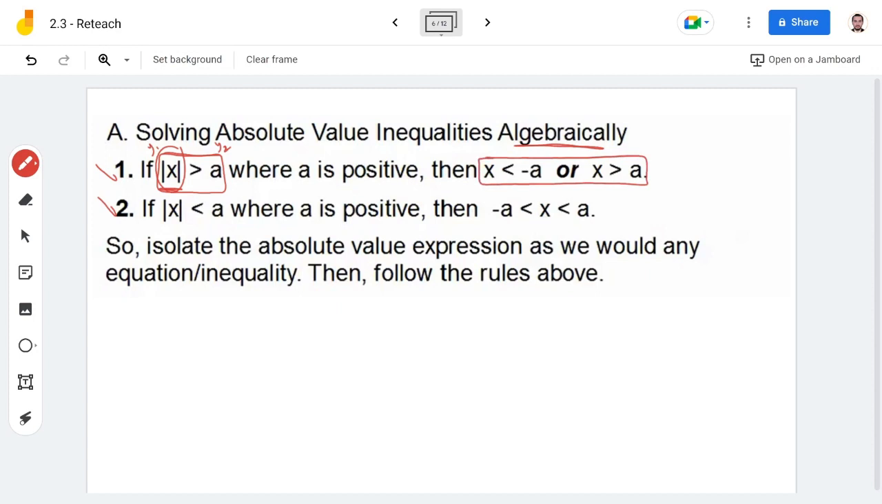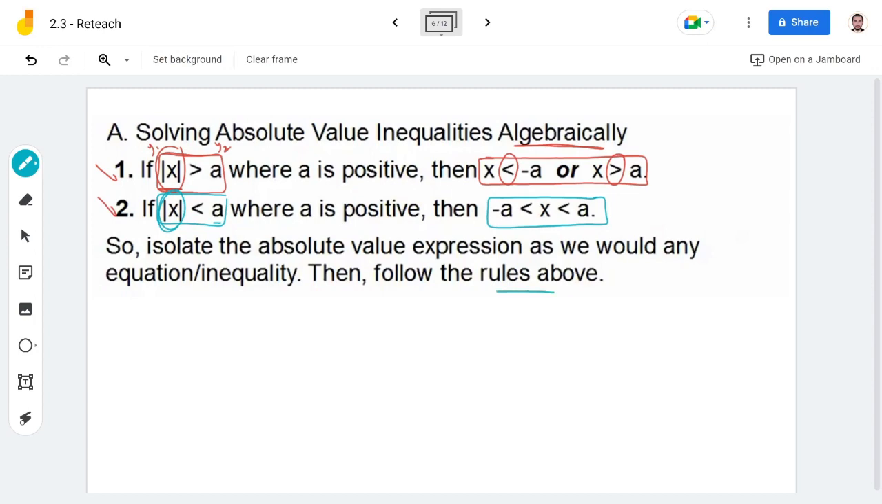Always, with your inequality, if you look here, they will be different. They will not be equal. Okay, so that's the first one. Now the second one, number two: if your function is less than y2, which is greater than y1, then you can combine them together to become like this. So isolate the absolute value expression as we would in any equation or inequality, then follow the rules above.